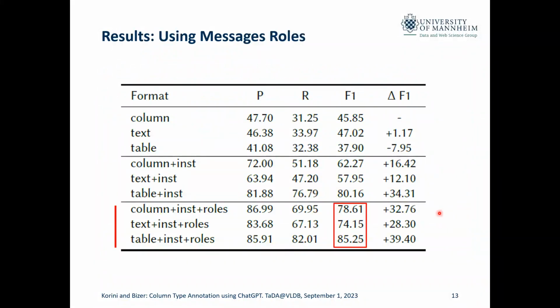Looking at the result, using these message roles instead of simple prompts increases again the value of F1, and the table format now achieves 39% more than the baseline.